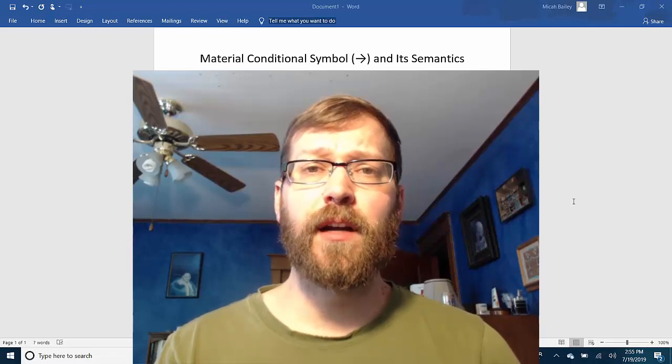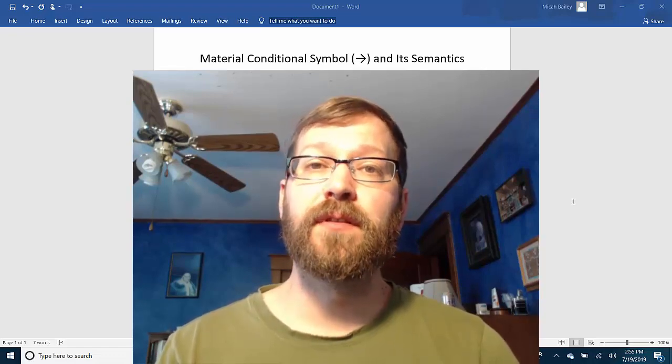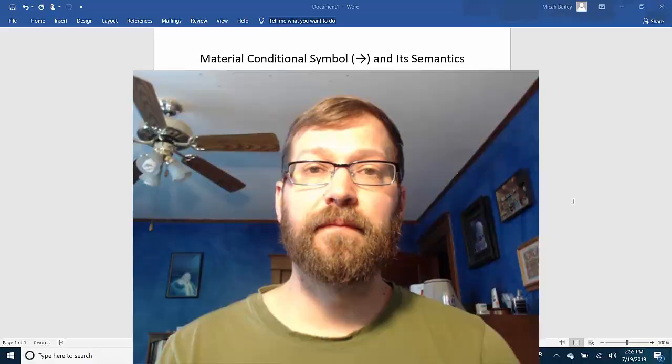Hi, in this video we're going to talk about the material conditional and its symbol, which is the right arrow, and its semantics, that is, what it means. Let's take a look at it.